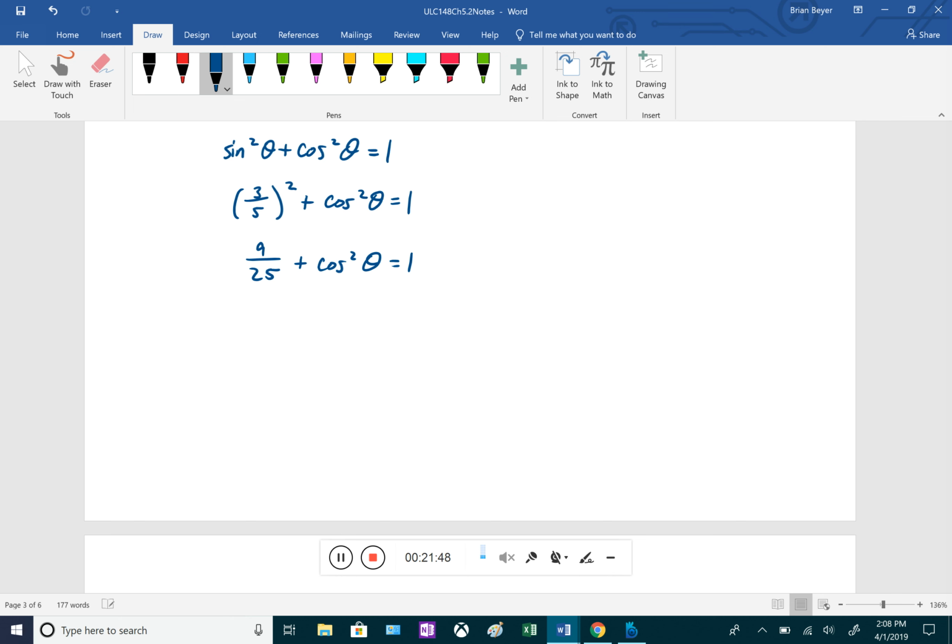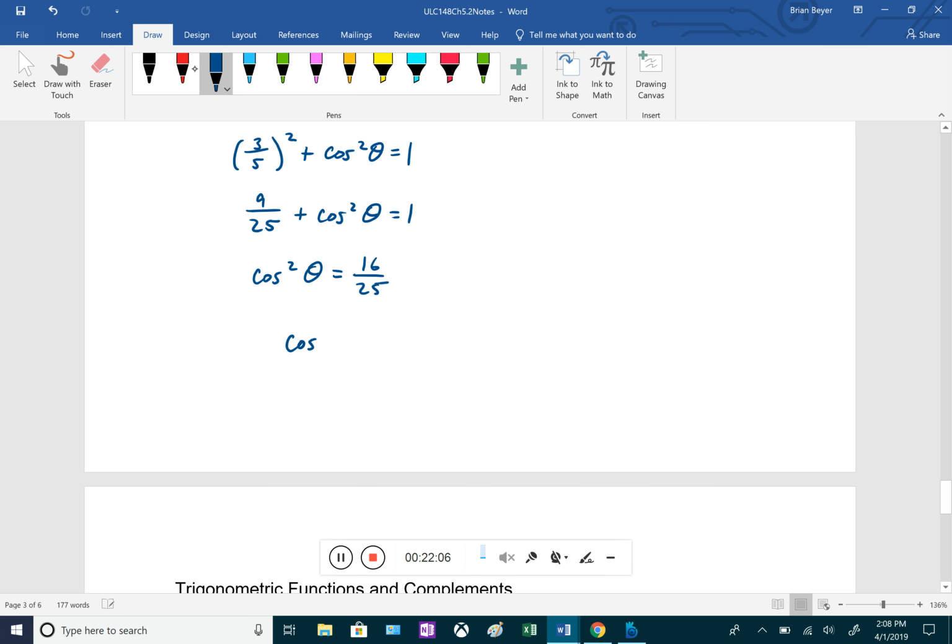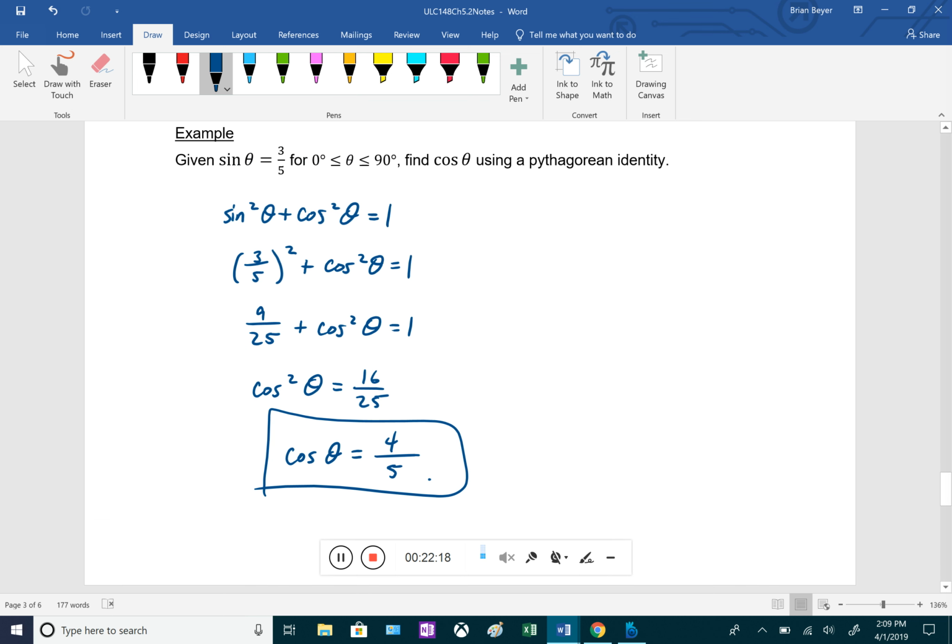Now we have to subtract 9/25 on both sides. 1 minus 9 over 25. After we get a common denominator, we end up getting 16 over 25. Then we take the square root of both sides, and we get cosine theta equals 4 over 5. The square root of 16 is 4. The square root of 25 is 5. Okay, so if sine of theta is 3/5, then cosine of theta is 4/5 when we're in quadrant 1.